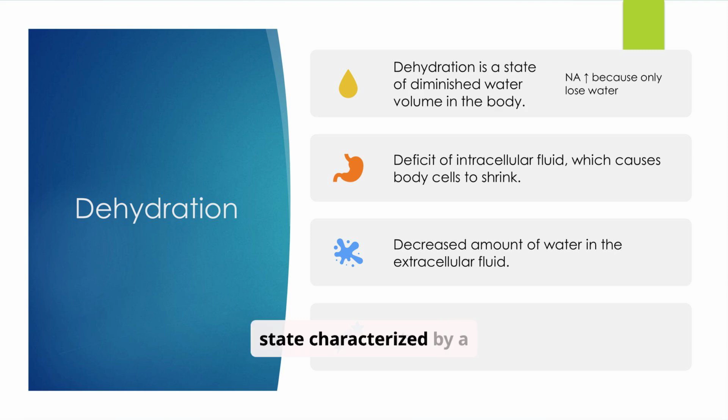Dehydration is a state characterized by a diminished water volume in the body. This often leads to increased sodium concentration if primarily water is lost. It results in a deficit of intracellular fluid, causing cells to shrink, and a decreased amount of water in the extracellular fluid. Recognizing the signs and symptoms is vital for prompt intervention.